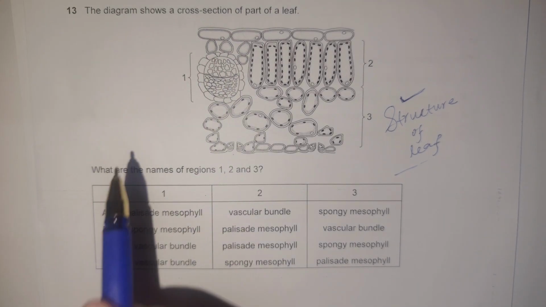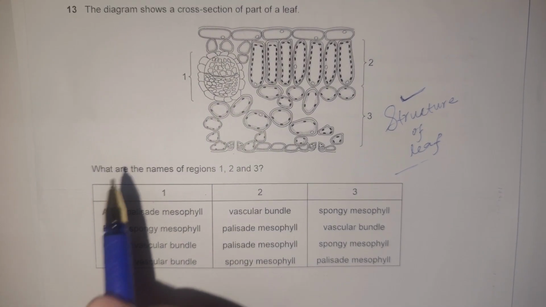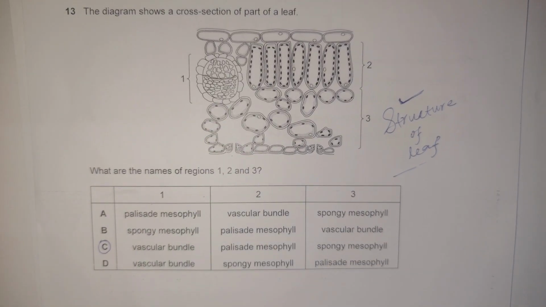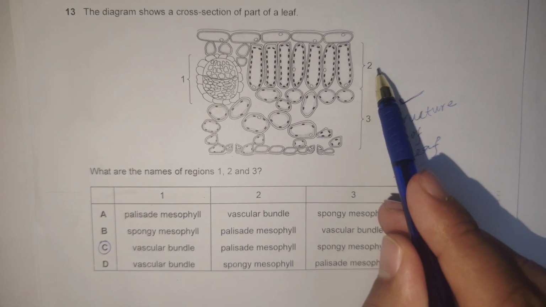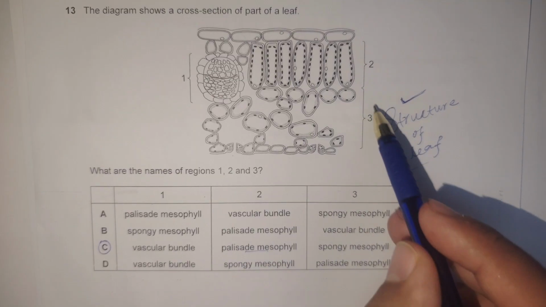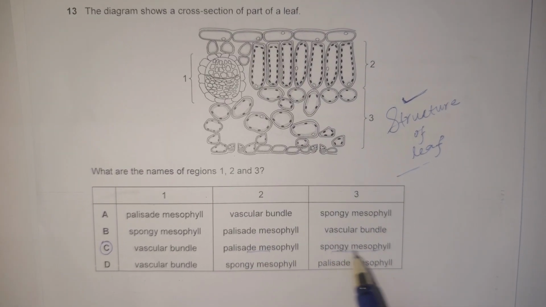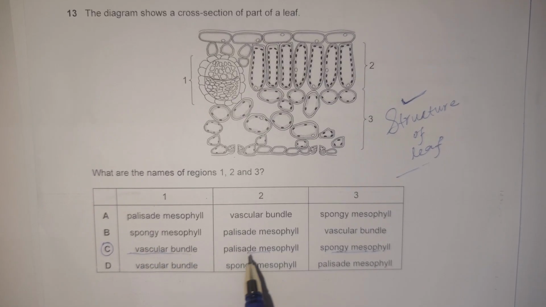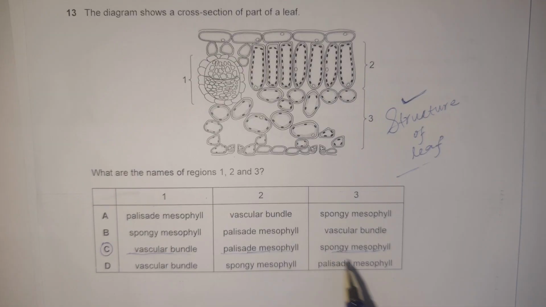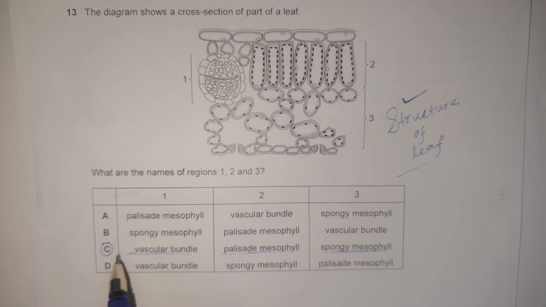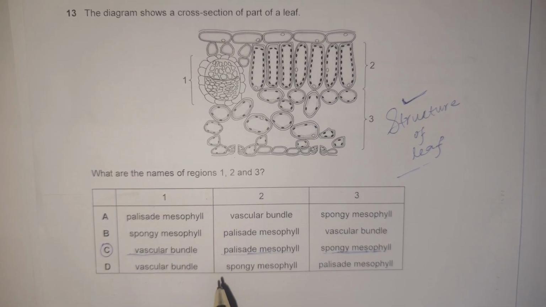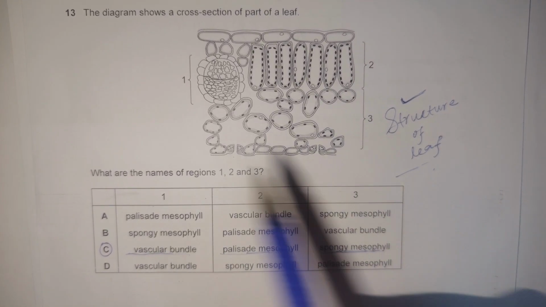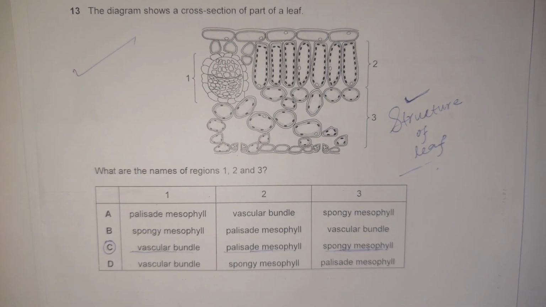Label 1 is the vascular bundle. Vascular bundle means xylem and phloem. Label 2 is palisade mesophyll and label 3 is spongy mesophyll. Why? Because I know the labeling and the parts of a leaf and the structure of a leaf. That's why I was able to solve this question easily. So please go and learn the structure of a leaf and then you will be able to solve this question correctly.